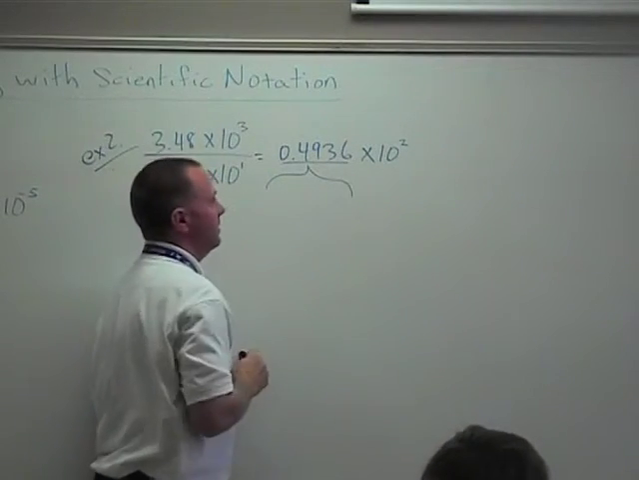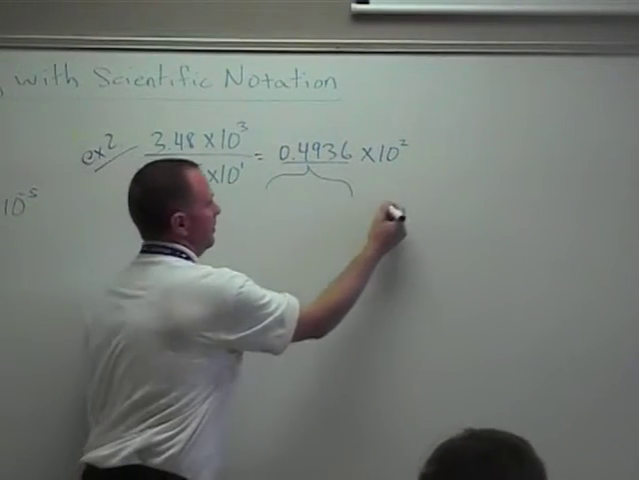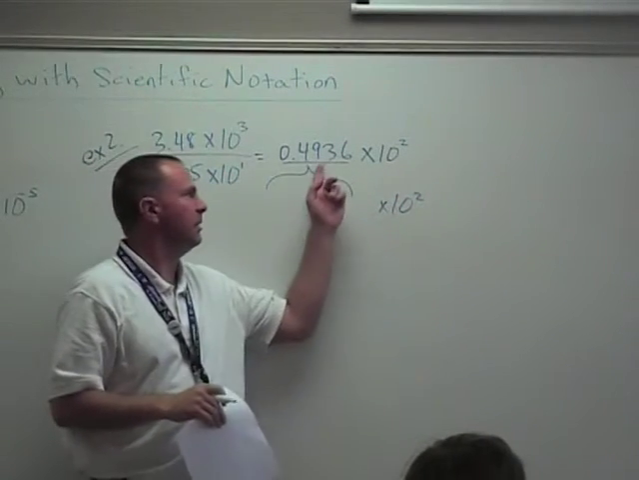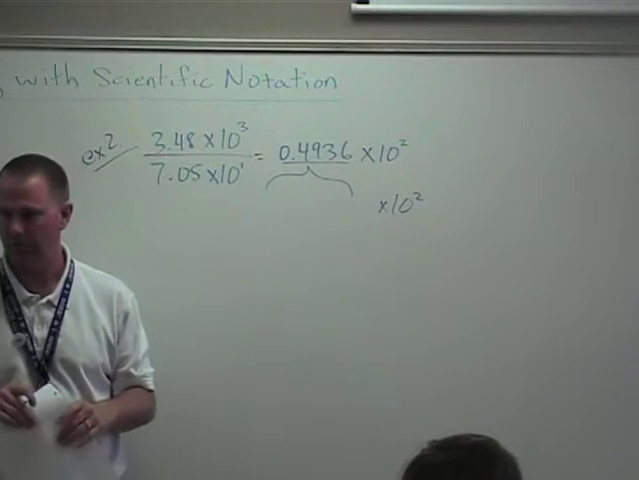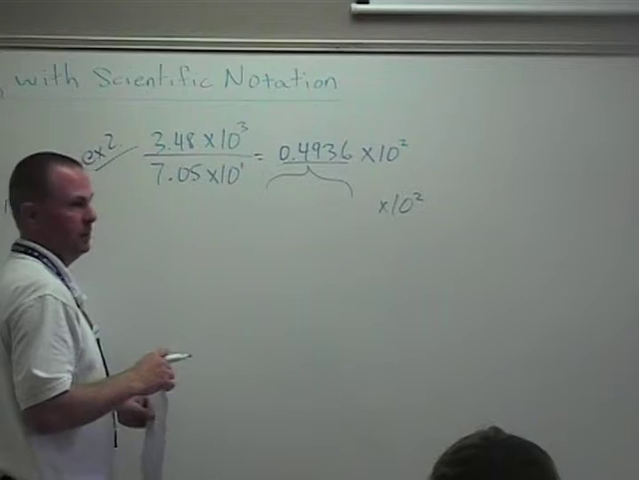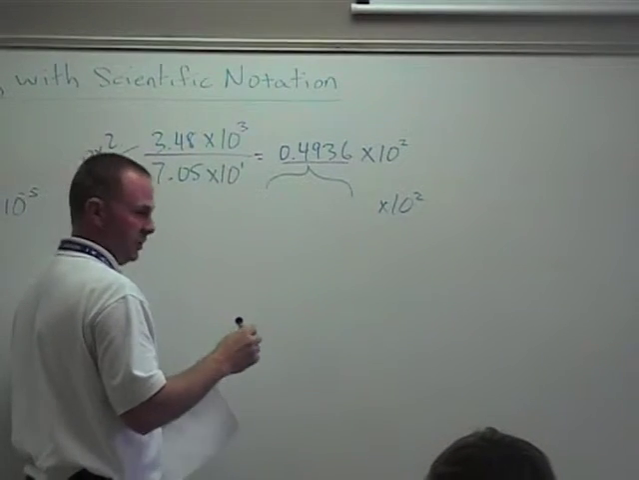This number right here is not in scientific notation. Okay, you're wrong. Everybody look what I'm doing here. You have to make this number in scientific notation. Where does the decimal need to be? Right in front, behind the 4, in front of the 9. Between the 4 and the 9.